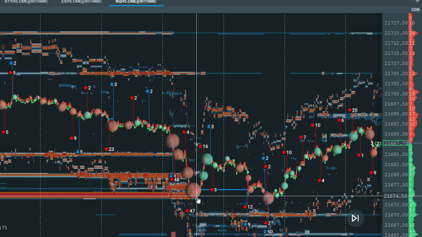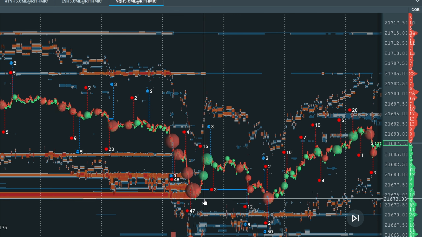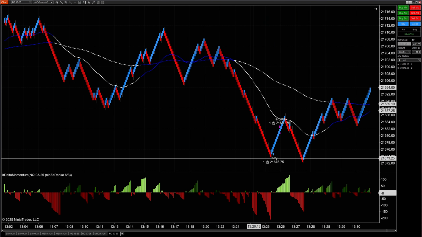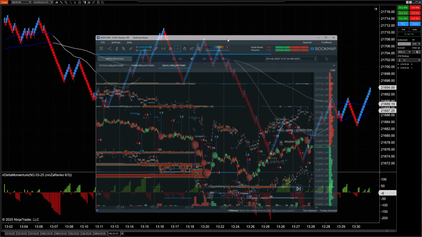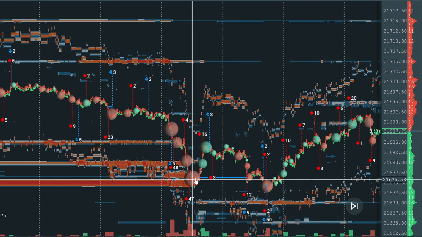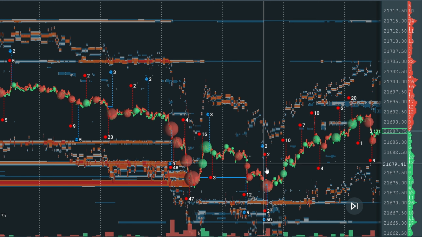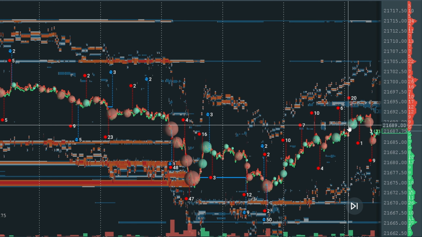Now, if you look at where this low came in, the market put in a low right here about 21,673. If we look right down here, you can see 21,673 and a quarter. Here's that double bottom action that I shared with you guys real quick on Bookmap. So when we looked at Bookmap, you can see the first little bottom as we ate that liquidity, we came back down and then the market went back up.